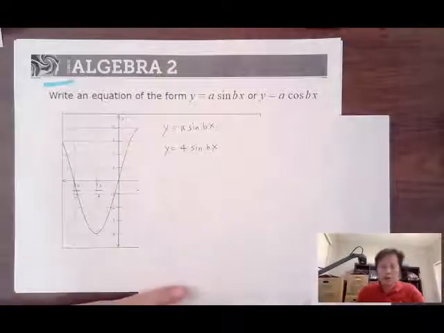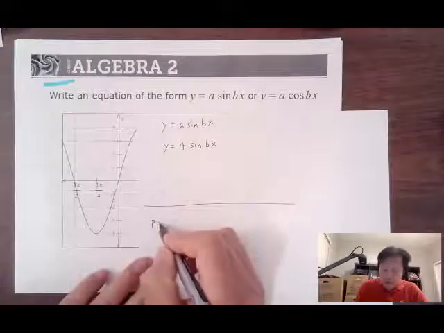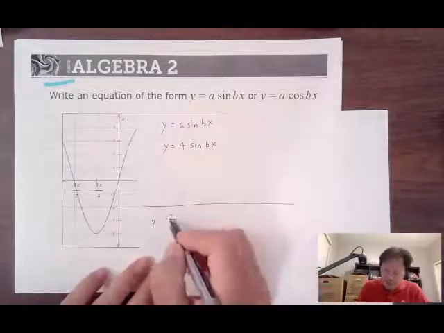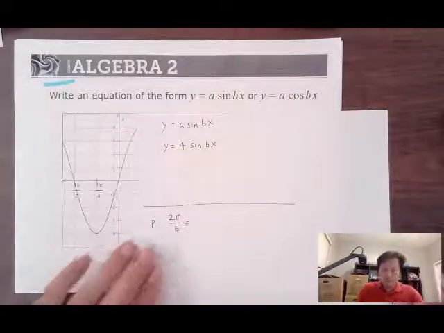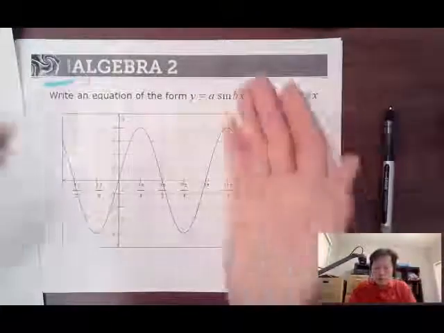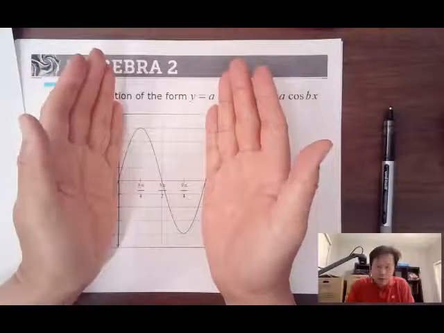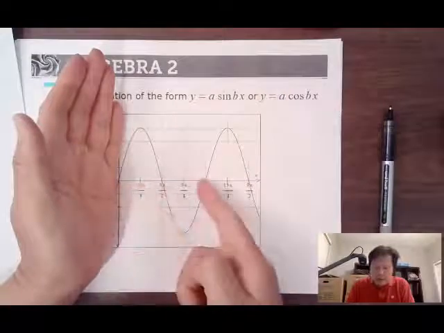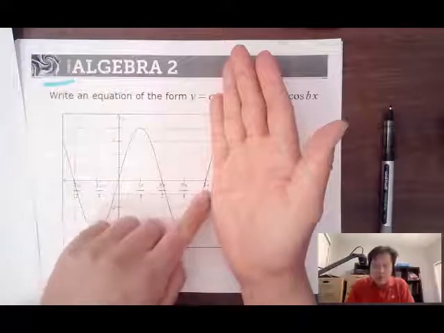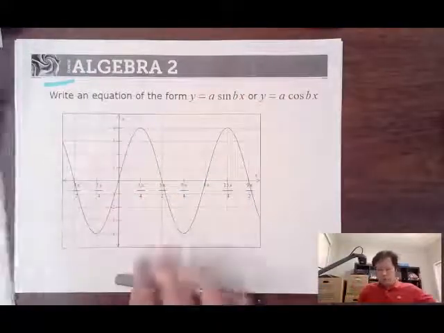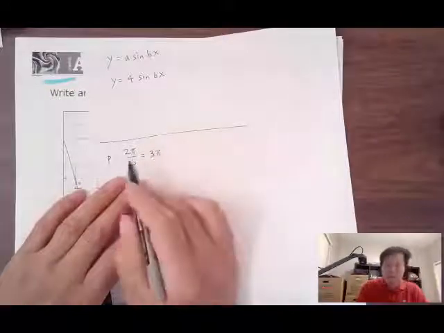How do you find the b value? The b value has to do with the period. 2 pi over b is the formula for calculating period. And you can read the period from this graph. One cycle is this. The horizontal length from here to here is the period, which is 3 pi here. So the period you read from the graph is 3 pi. Let that equal to each other, and you're solving for b.